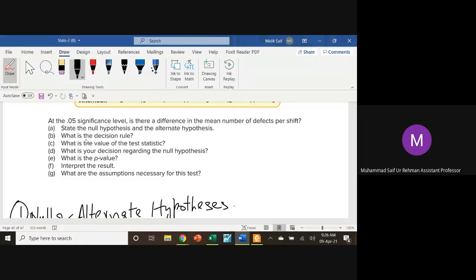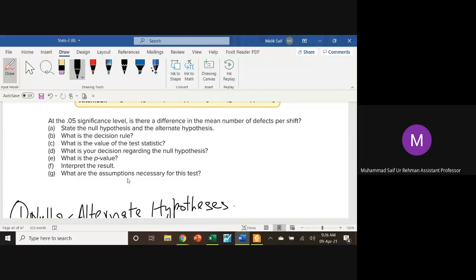What is the decision rule? We have done this in step 4, so you will write down part B, solution and decision rule. What is the value of the t statistic? We have done this in step 3. What is your decision regarding the null hypothesis? We have done this in the last step, step 6. What is the p value? Interpret the results. We have interpreted the results.